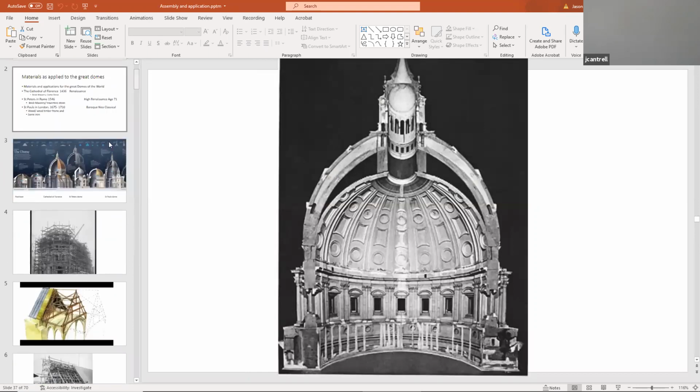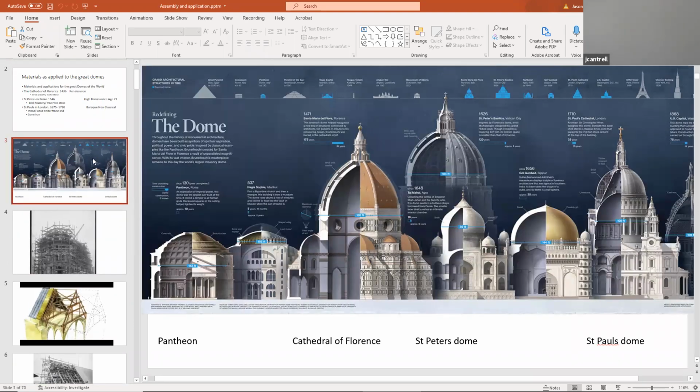So let's go back to the chart originally, because we're going to be talking about St. Paul's dome, which is actually three layers: the interior layer, the cast iron and brick layer, and of course the outside of the shell.